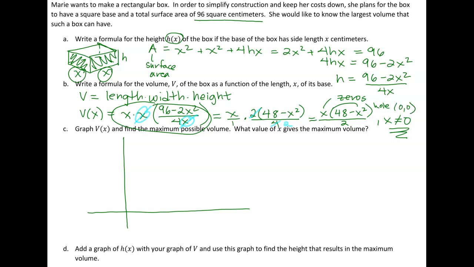And then the zeros will come from the 48 minus x squared, which means they're at plus or minus the square root of 48. So we'll say this is root 48, and then this is kind of ugly, but out here somewhere would be negative root 48. Again, I don't really want to keep that, but it'll help me get started on my graph. And then there's a hole. Global behavior, if we multiply that out, we'd get negative x cubed.